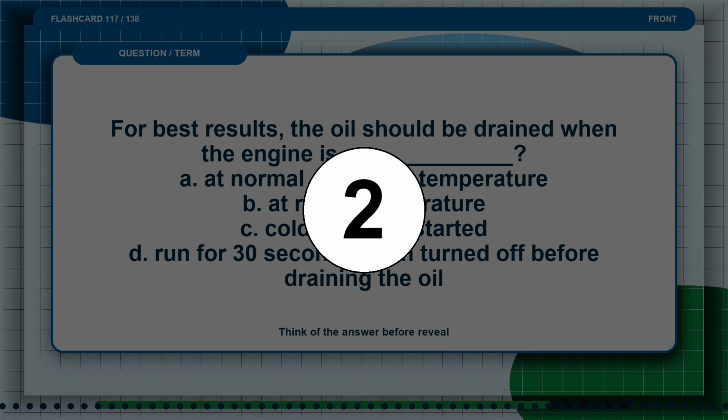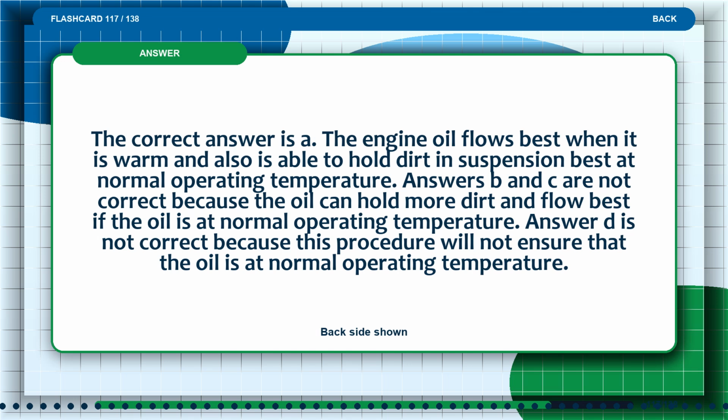The correct answer is A. Engine oil flows best when it is warm, and it is also able to hold dirt in suspension best at normal operating temperature. Answers B and C are not correct because the oil can hold more dirt and flow best if the oil is at normal operating temperature. Answer D is not correct because this procedure will not ensure that the oil is at normal operating temperature.